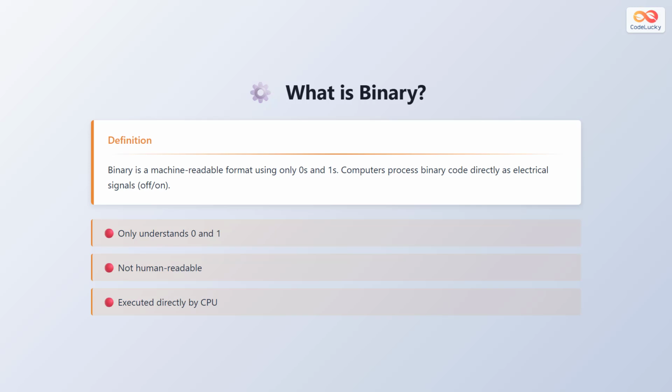Binary is a machine-readable format that uses only zeros and ones. Computers understand binary directly because these values represent electrical signals. 0 means off, and 1 means on. This is the language that computer processors actually execute. Binary is not designed for humans to read, but it's the only language computers truly understand at the hardware level.